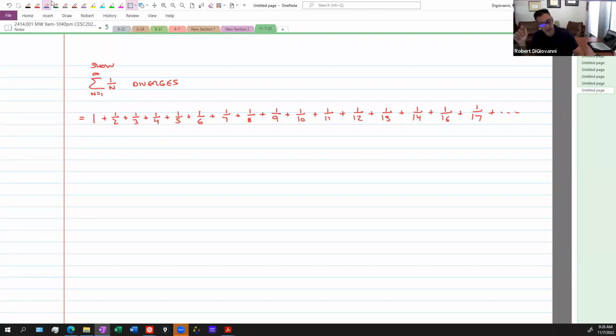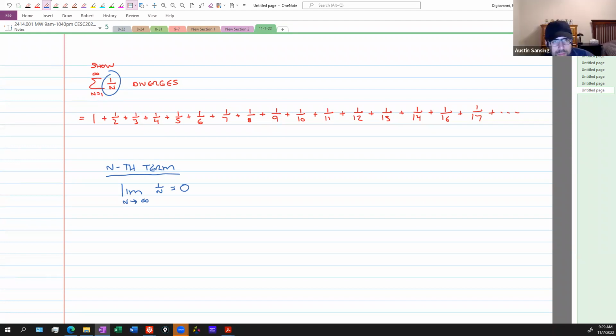Let's do the nth term test. When we go to the nth term test, we take the limit as n goes to infinity of the sequence, and that's zero, right? 1 over infinity goes to 0. That tells us what about the series? If the sequence goes to 0, what does that tell us about the series? It's inconclusive. That's right. It tells us nothing. We don't know if it converges or diverges.